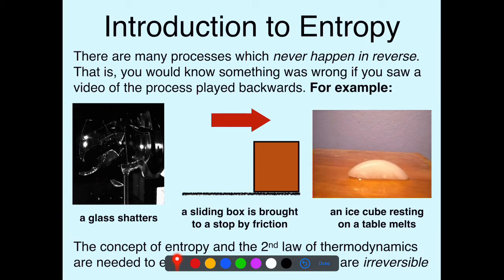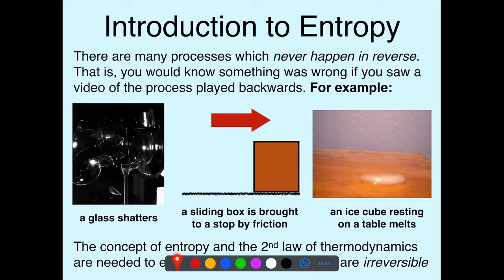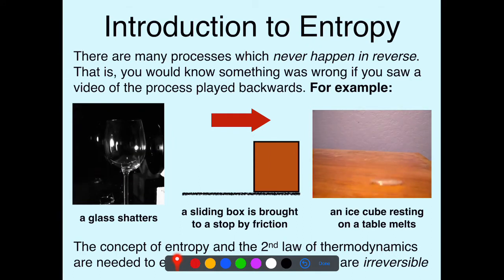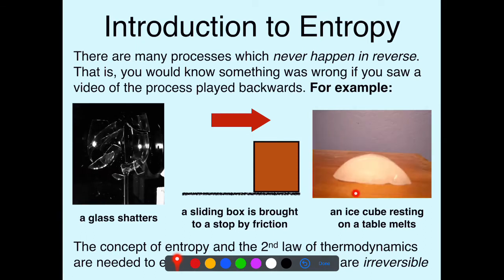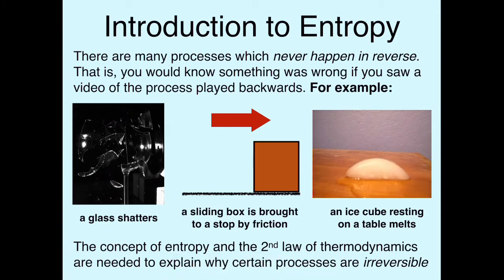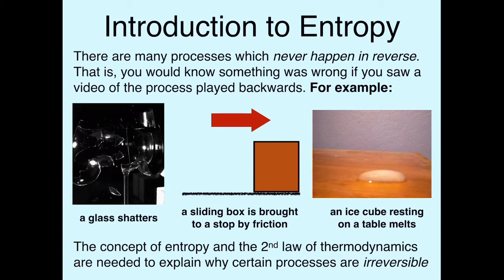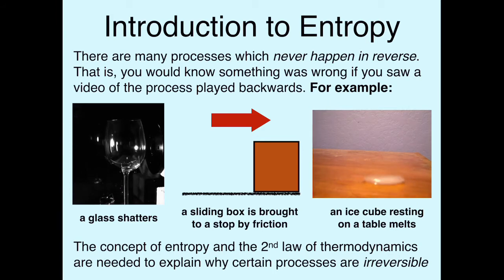Another example would be you put an ice cube on a table and heat flows into the ice cube from the surrounding air and from the table, and it causes it to melt. So what you don't see is a puddle of water on a table that assembles itself into a frozen ice cube, right? Again, that's not something that happens in reverse. So for all of these different examples and more, we need the concept of entropy and the second law of thermodynamics, which is about entropy, to explain why certain processes are irreversible. They only happen one way, and they don't happen in reverse.